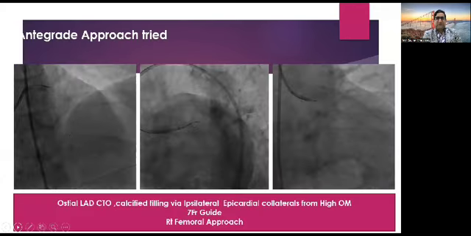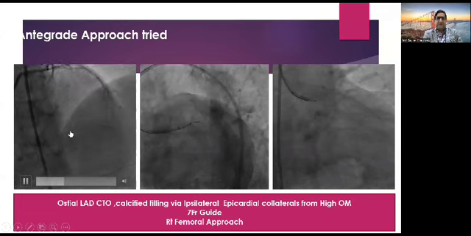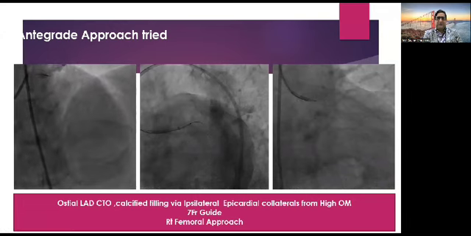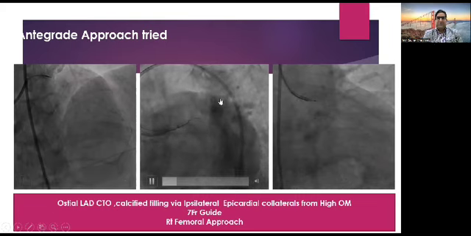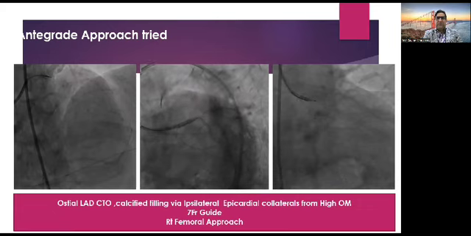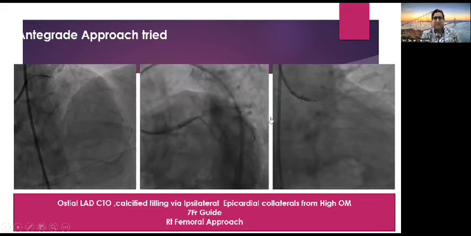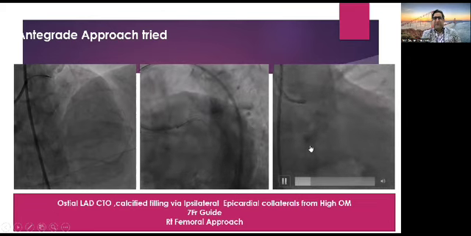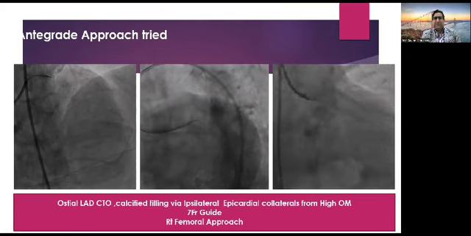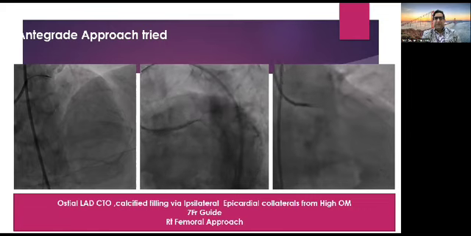So this was his angiogram, and we can see a good collateral coming from the high OM. In the caudal view, we cannot see any stump, and the vessel is very calcified. And we can see that from the obtuse marginal, we are getting a good ipsilateral collateral, and it is epicardial.